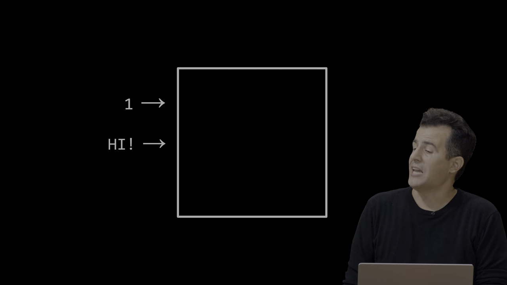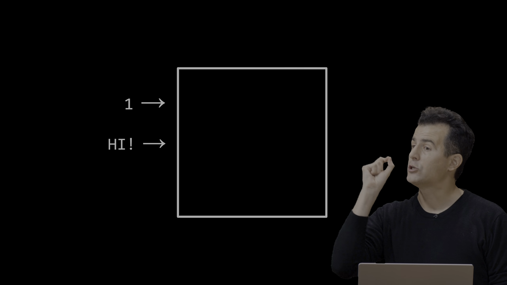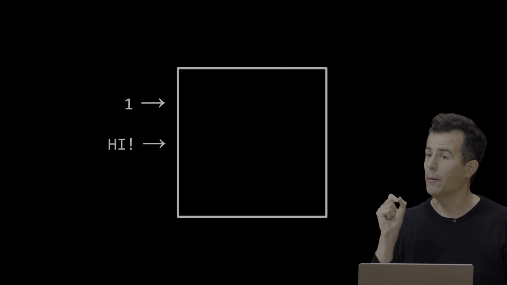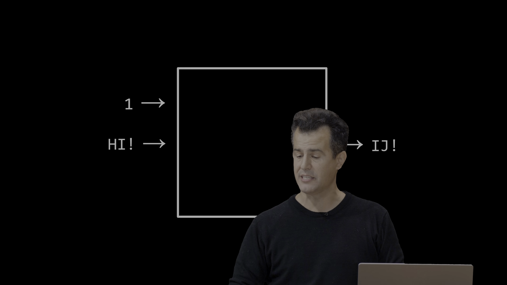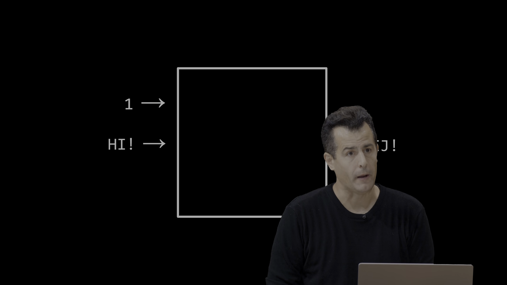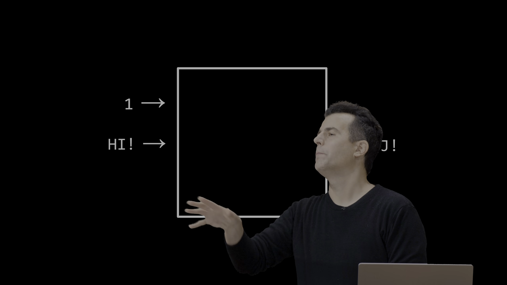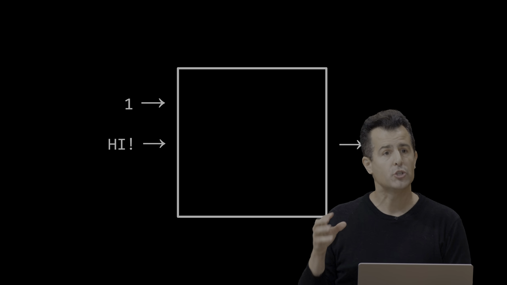So if the two inputs now are hi as the plain text message, and 1 as the so-called key, the secret number that only you and the other person know, you might be able to encrypt a message from one way to the other. And so in this case, for instance, hi would become IJ, exclamation point. In this version of the algorithm, we're not going to bother with numbers or punctuation. We'll only operate on A through Z, be it uppercase or lowercase.